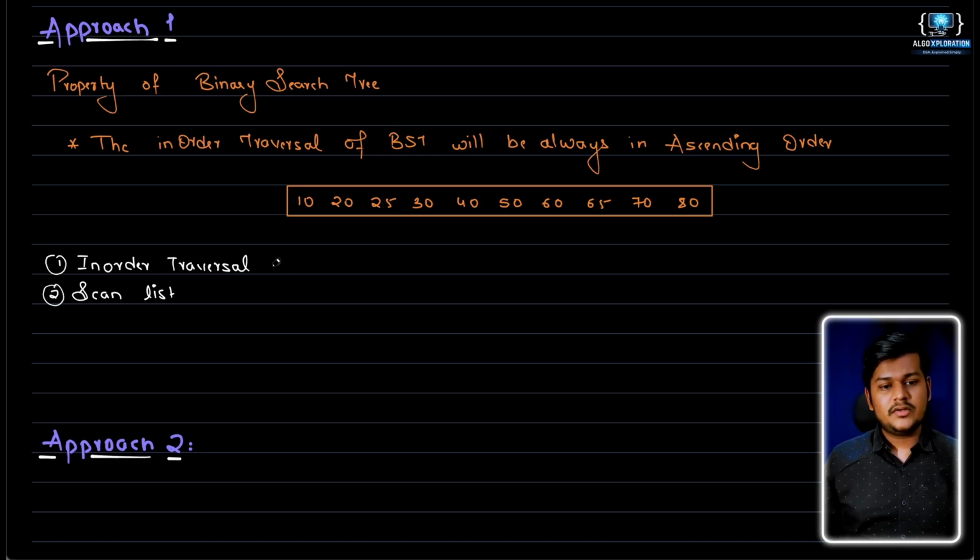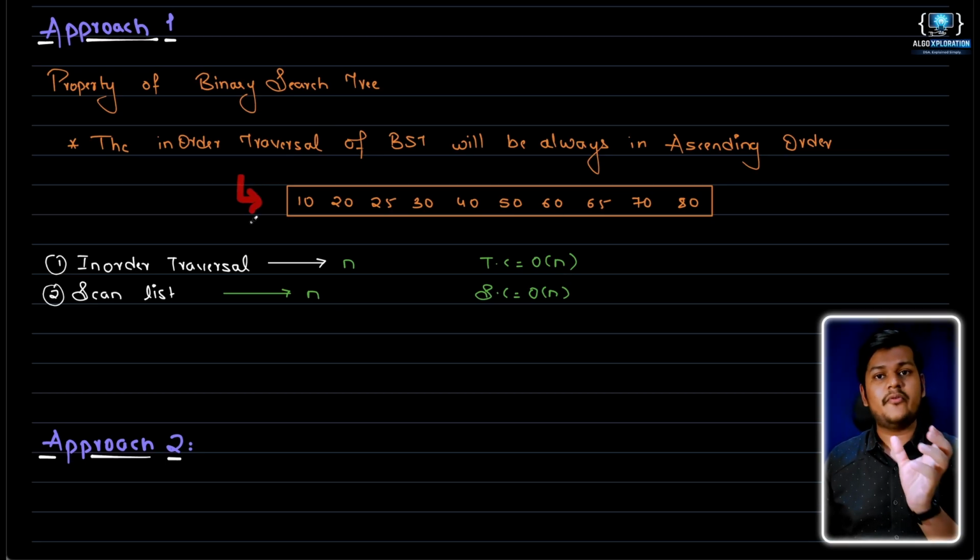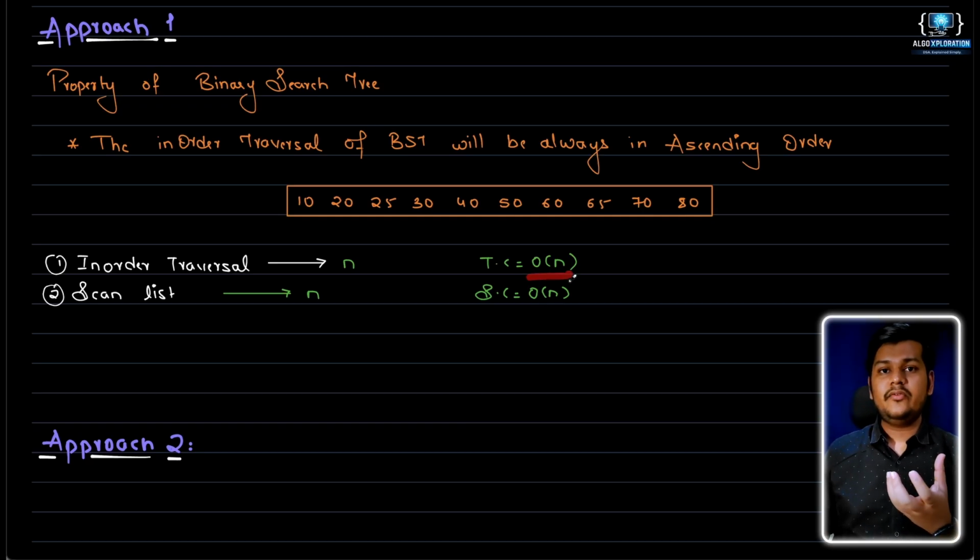For having the in-order traversal, the time complexity will be n, and for scanning the list, it will also be n. Due to that reason, the time complexity for this approach will be order of n, and the space will be order of n. Why? Because over here we have taken extra space in the form of a list. Now this is efficient in terms of time complexity, but the interviewer might say that you have to solve this problem without taking any extra space. So over here this will be order of 1.